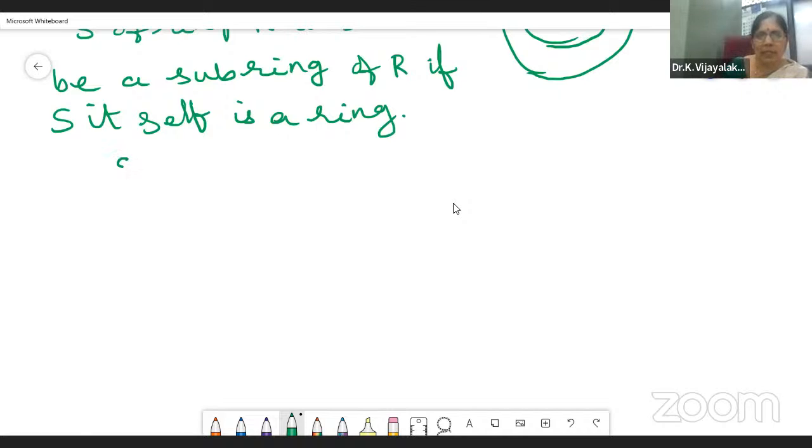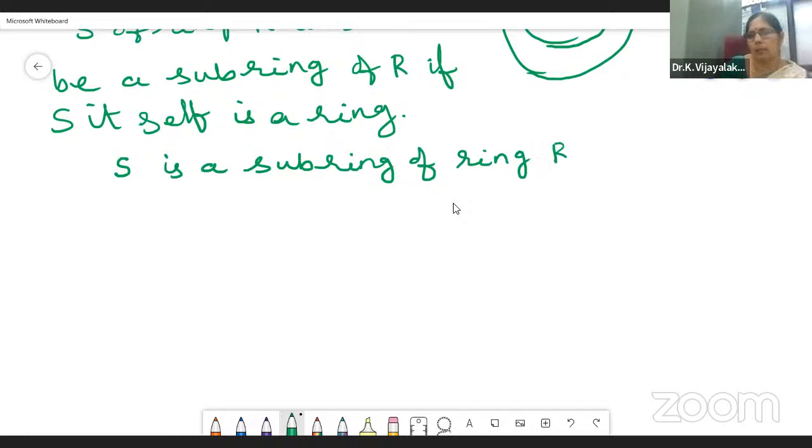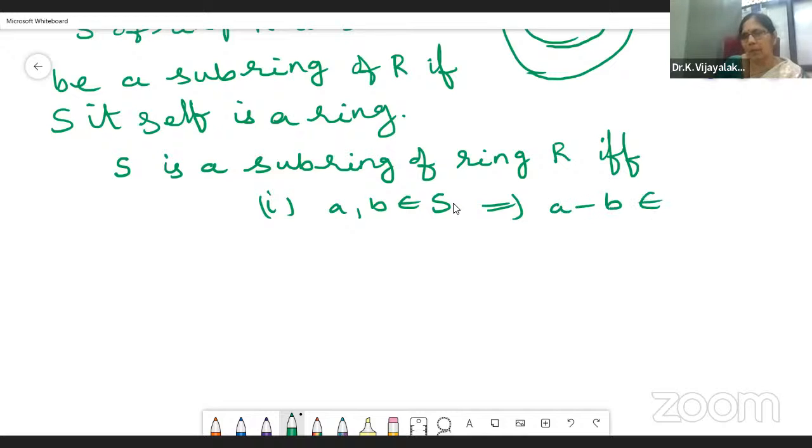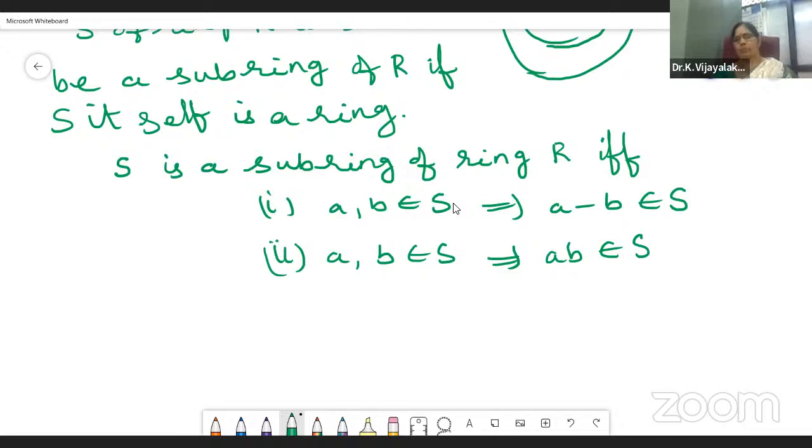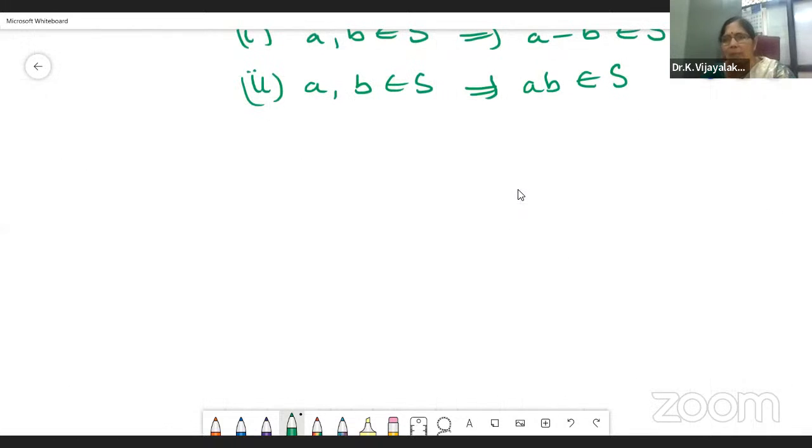So what we will do, we say that a non-empty subset S is a subring of ring R if and only if, first, a, b belongs to S implies a minus b belongs to S. Second, a, b belongs to S implies ab belongs to S. S is a subring of ring R if and only if both conditions hold. So this is called a subring.